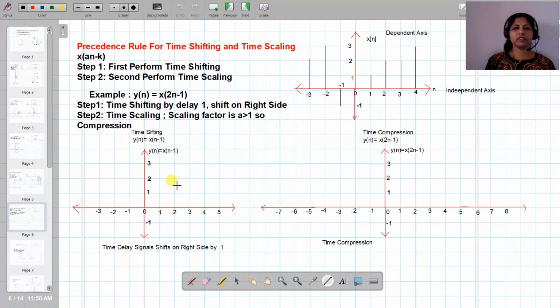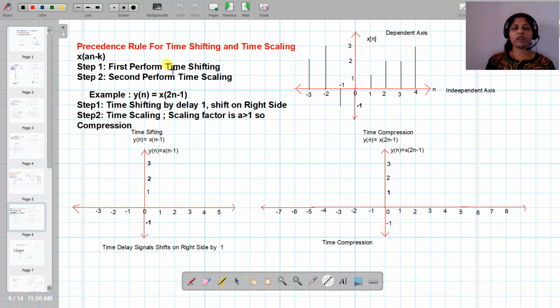Now next is a very important rule, the precedence rule for time shifting and time scaling. See this mathematical equation, x of an n minus k. In this there is a combination of both operations, time shifting and time scaling. In this situation we have to follow the precedence rule. What is the precedence rule?